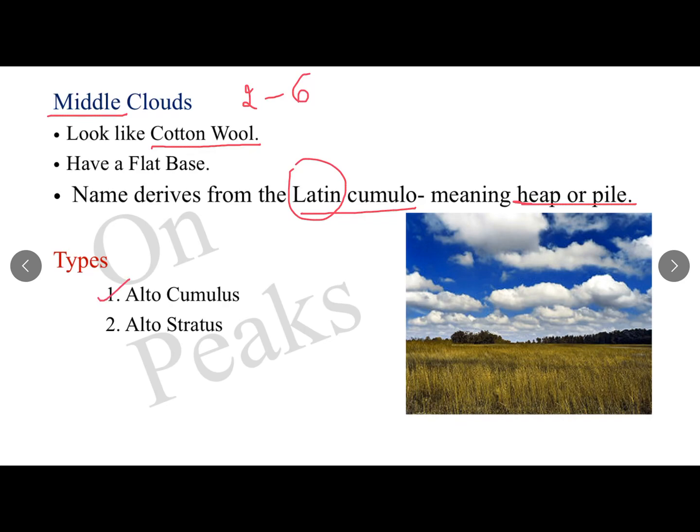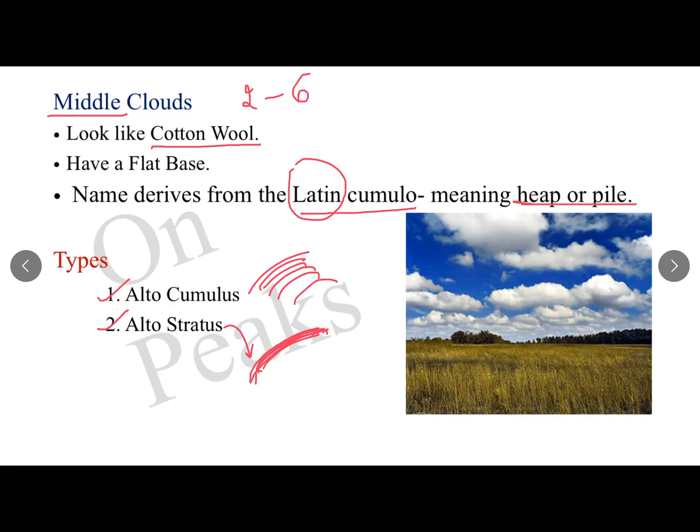Now let's see what the subgroupings in middle clouds are. There are two subgroupings. They are altocumulus and altostratus. Altocumulus clouds are formed as large masses in patches or rows. We generally see some rows like this. Clouds may be forming some rows, but they are never close. These types of clouds are altocumulus clouds. Coming to altostratus clouds, these are a layer of grayish cloud which covers most of the sky. This forms like a layer and covers most of the sky like this.